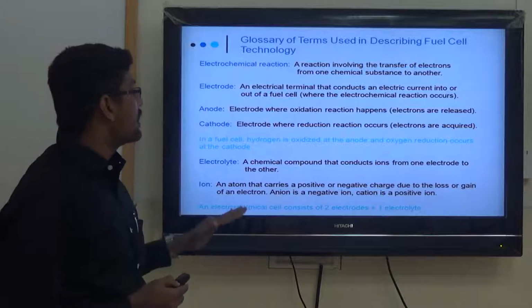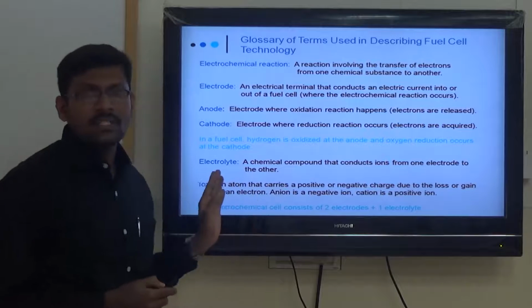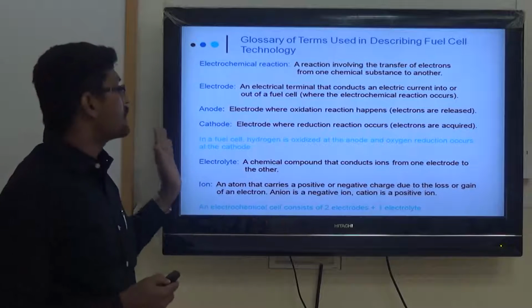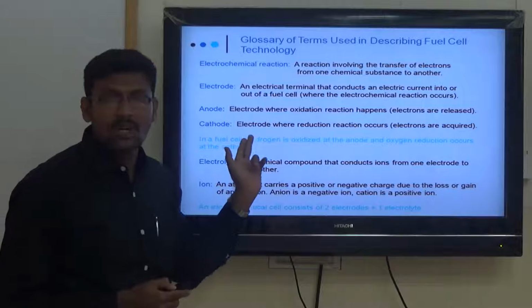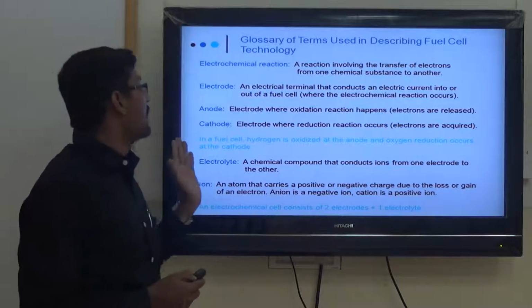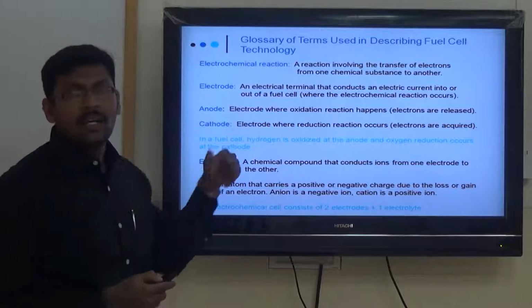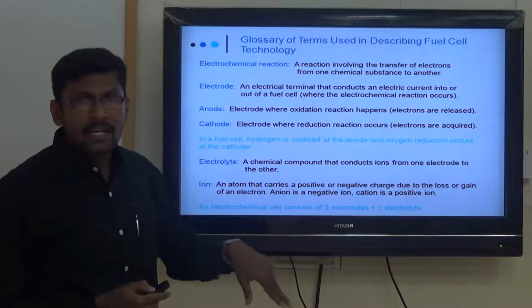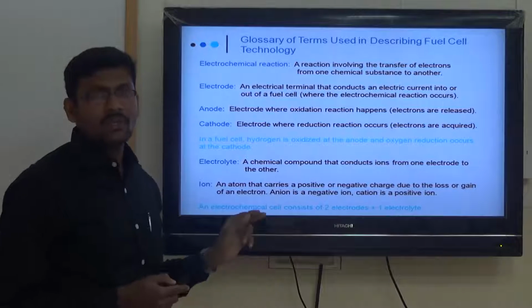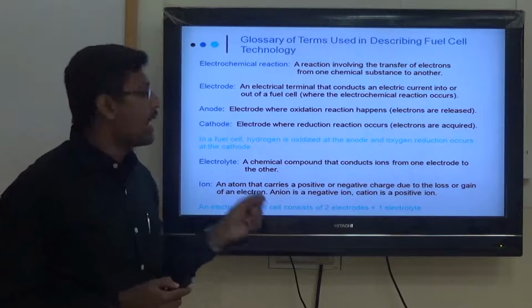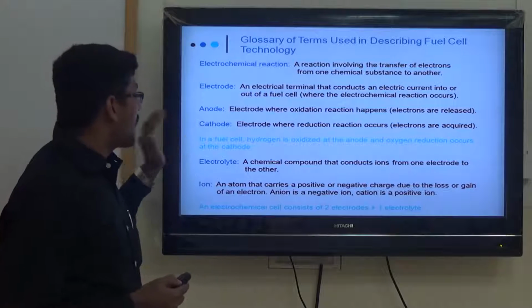This is the overall reaction terminology which is used in the fuel cell. First is the electrochemical reaction. The reaction involves the transfer of electrons. Then the electrode. An electrode is a terminal that conducts electric current to the fuel cell and also to the load. Then anode and cathode.